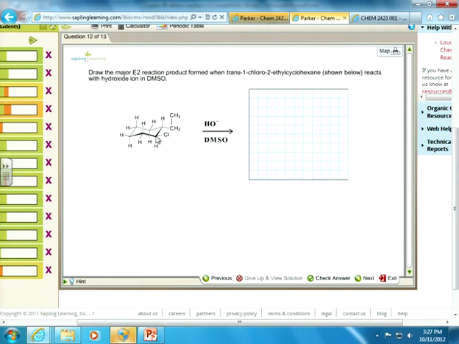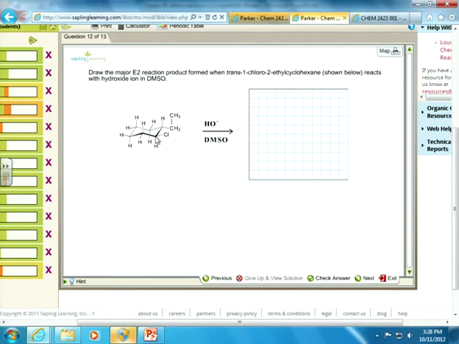So I can make a double bond from here to here. Now let's look. Is my hydrogen in the correct position? No, because it's pointing up. Now let's look at the other neighboring carbon. So here to here. Do I have a hydrogen pointing down? Yes. So all you need to do is put the double bond right there.